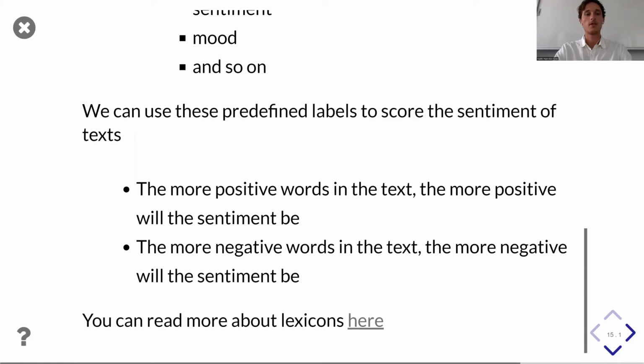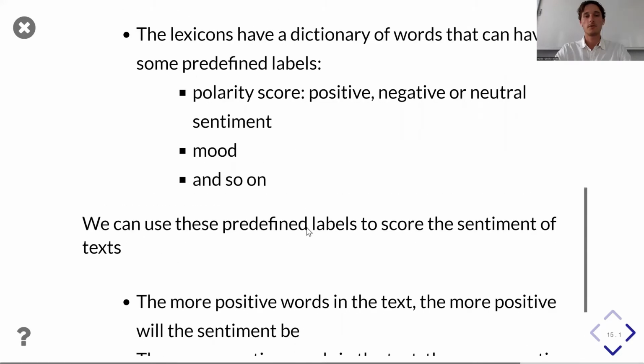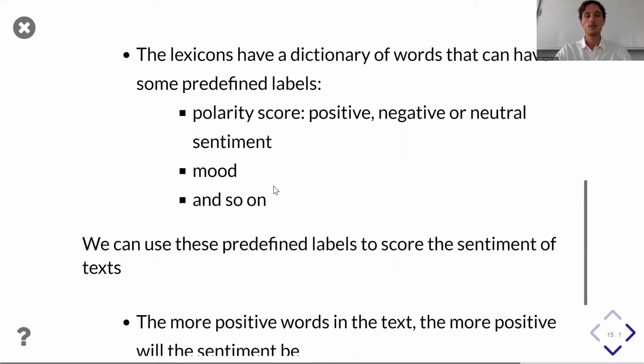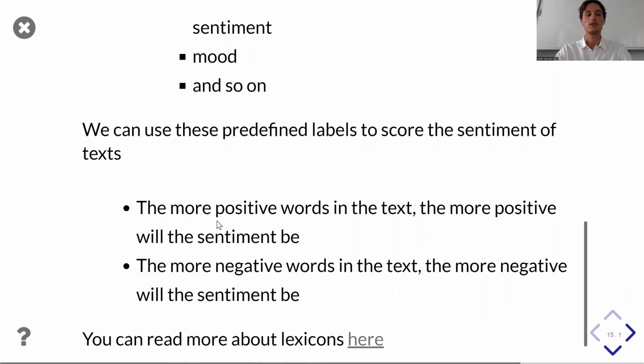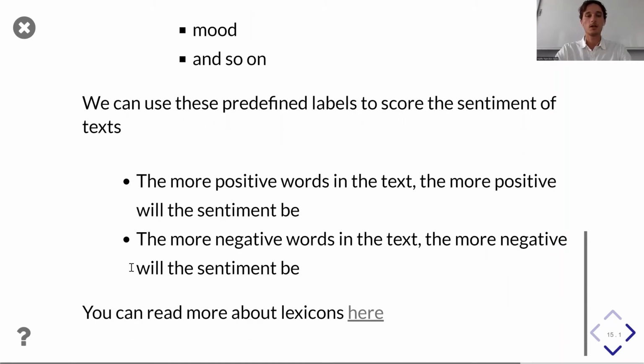And the more positive words in the text, the more positive the sentiment of the text combined will be. So the more positive words we find from the dictionary up here in the text, the more positive the sentiment will be. And in contrast, the more negative words in the text, the more negative the sentiment will be. So you can read more about lexicons on this link, and if you would like to work with this, I encourage you to read this article.